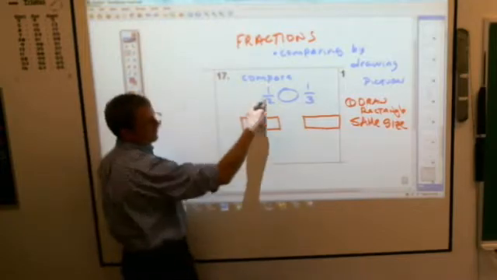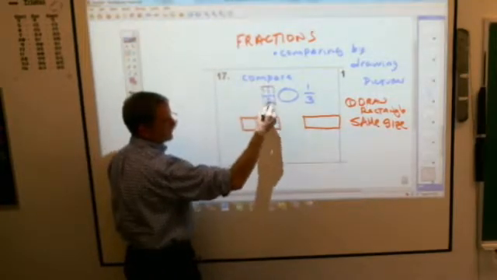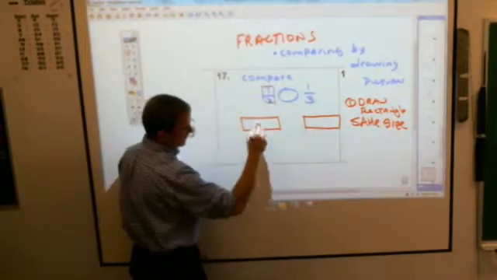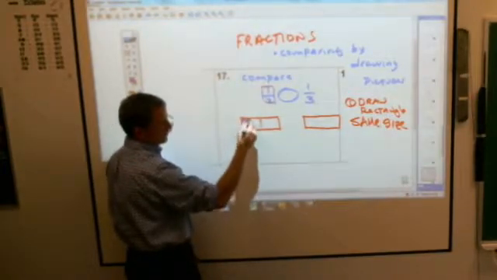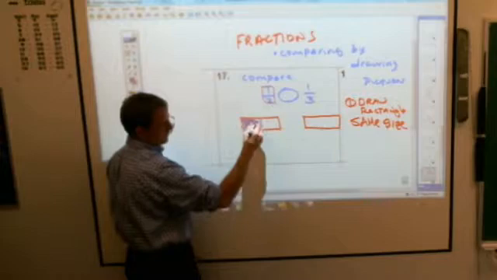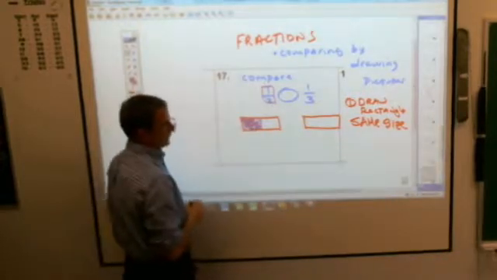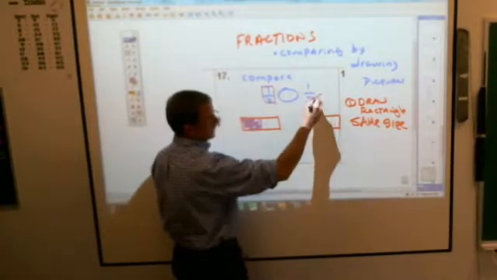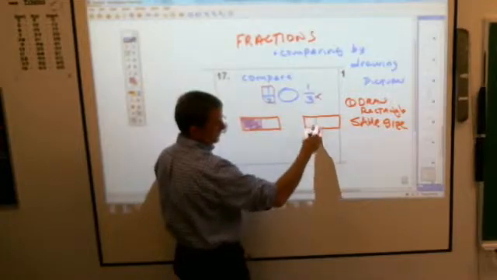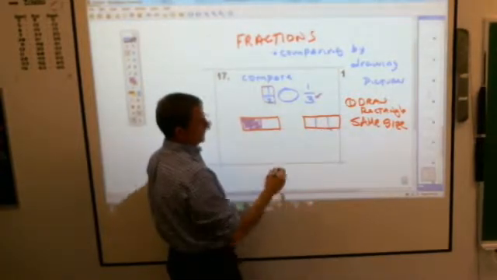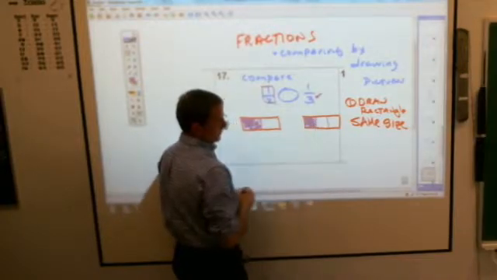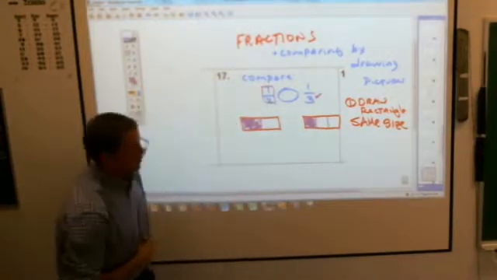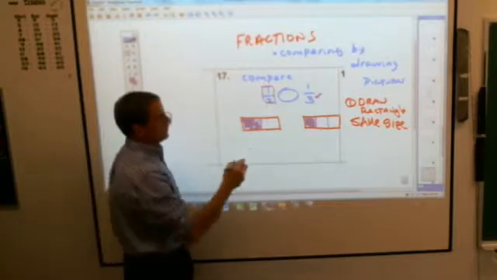This fraction here is 1/2, which means I cut it into 2 equal pieces, and I'm shading one of those 2. This one here, I'm cutting it into 3 equal pieces, and I'm shading one of them. Which fraction is bigger is the one where more is shaded.